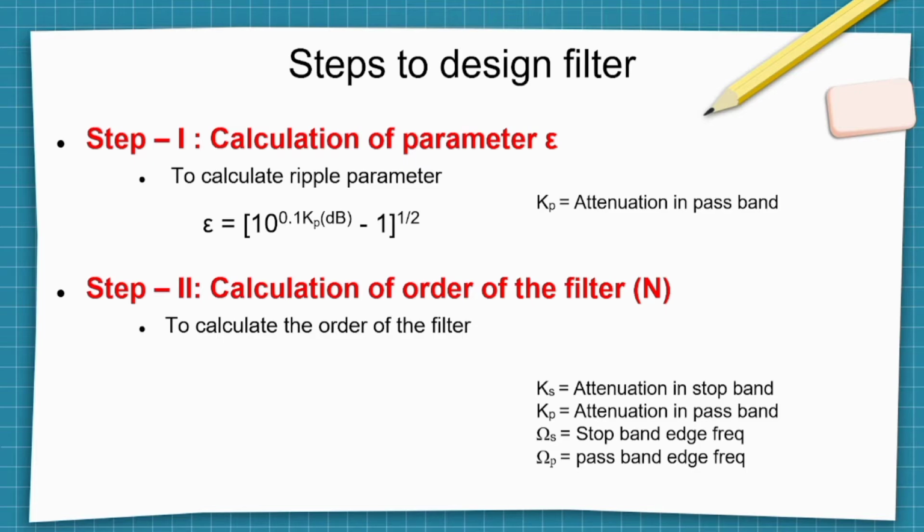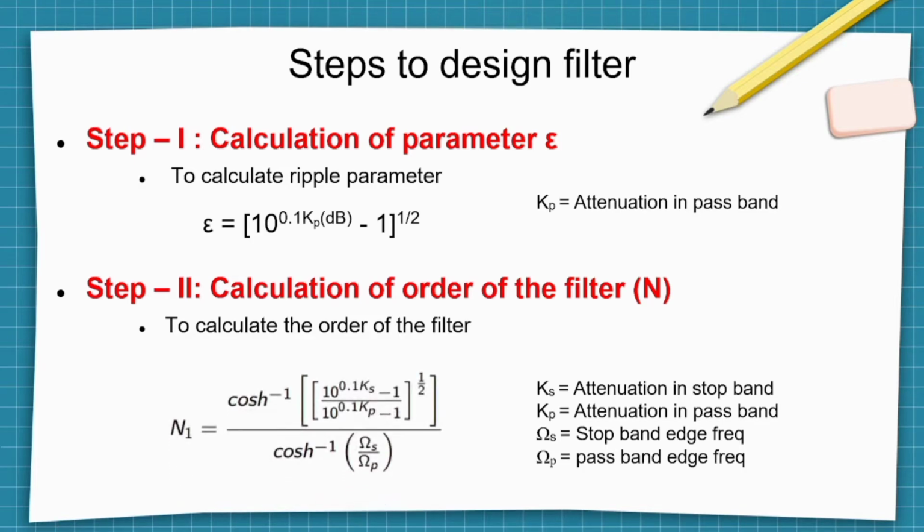In step 2, we calculate the order of the filter. To calculate the order of the filter, we use the following expression, where n1 is equal to cosh inverse of ((10 power 0.1 ks minus 1) by (10 power 0.1 kp minus 1)) whole power 1 by 2, whole divided by cosh inverse of omega s by omega p, where ks and kp are the attenuation in pass and stop bands respectively, and omega s and omega p are the stopband and passband edge frequencies. The order of the filter n is equal to the ceil value of n1.